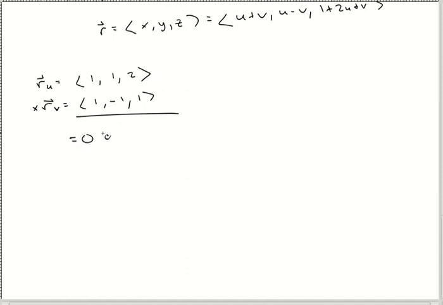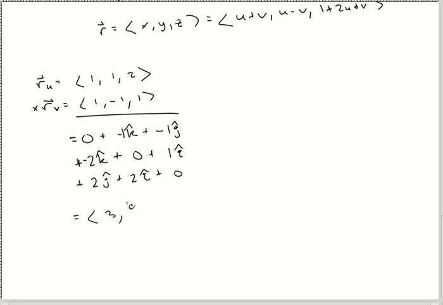Always start with a 0. I got a negative 1k, and then I get a negative 1j, because it's a negative j component right there. 2 times a negative k would be a negative 2k, always a 0 in the middle. And 1 times 1 is a 1i. I got 2, and that's going to be a positive j component this time. I got a negative 2, 2 negatives make a positive i, and then a 0. Putting my i's together, I got a 3. My j's together got a 1. My k's together got a negative 3.